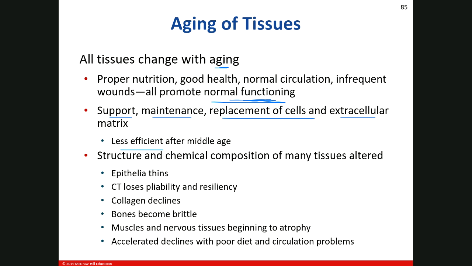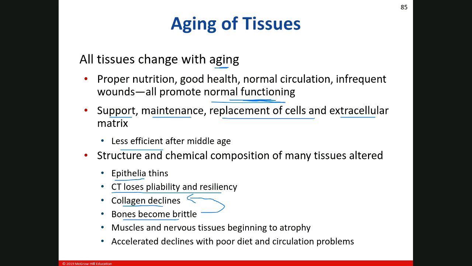So quickly, skin gets thinner. Our epithelial gets thinner. The connective tissue loses its pliability and resiliency. A lot of the ingredients in connective tissue are collagen and elastic fibers. So if you're reducing collagen and elastic fibers, you're reducing the strength of the tissue and its stretchiness, so it won't be as resilient. So as collagen declines, bones become brittle. Why? Because collagen declines.